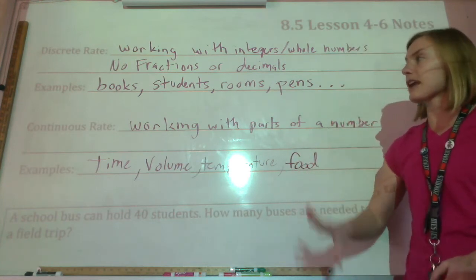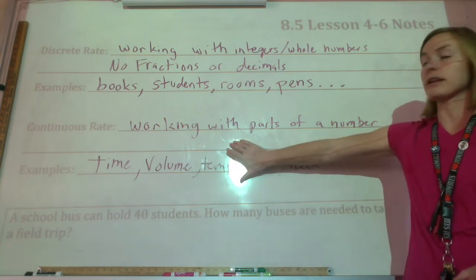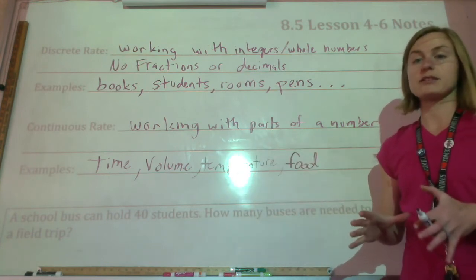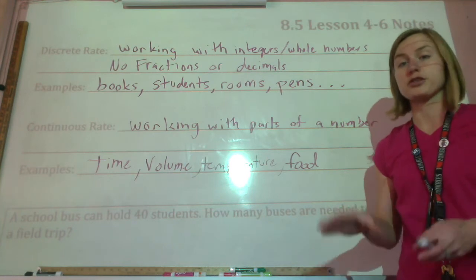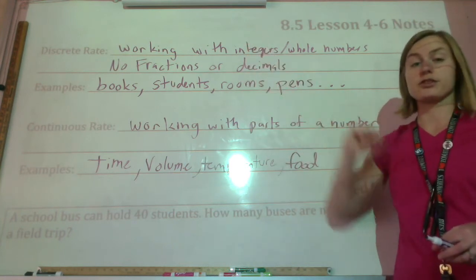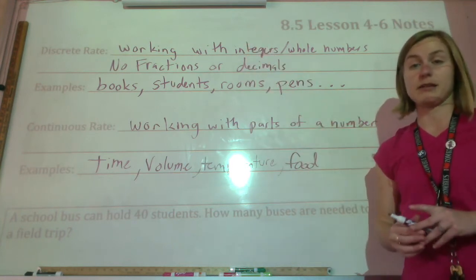So if something can be broken into pieces, it's going to be a continuous rate. If you can't break that thing into pieces, or in terms of the problem, it shouldn't be broken into pieces, it's going to be a discrete rate. So let's take a look at some example problems now.